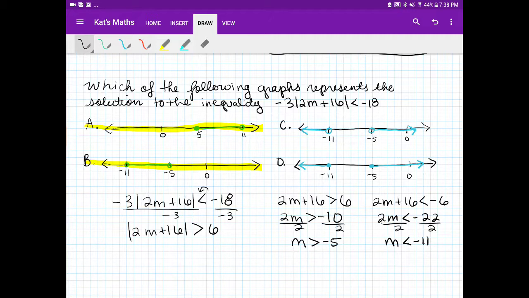Okay, so the only difference is this. We've got an open circle here, and we've got a closed circle on this one. Because these don't have an equal sign on them, C is going to be the correct answer. The open dots represent when it can't equal that number. So it has to be just a little bit greater than negative 5, just a little bit smaller than negative 11.